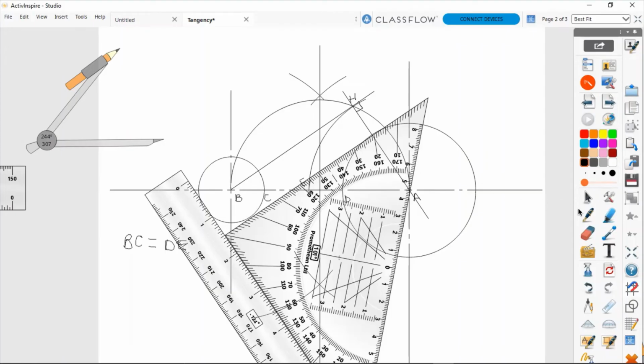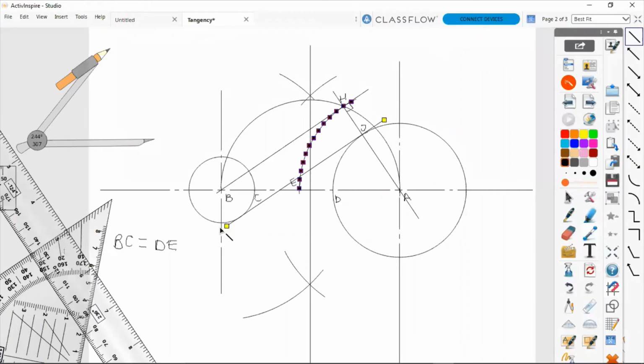But we left out something. This is actually supposed to be point J. This is supposed to be point J. So my line will go through here. And this is my point J. So I'll draw my parallel line through point J, and it's touching the smaller circle.